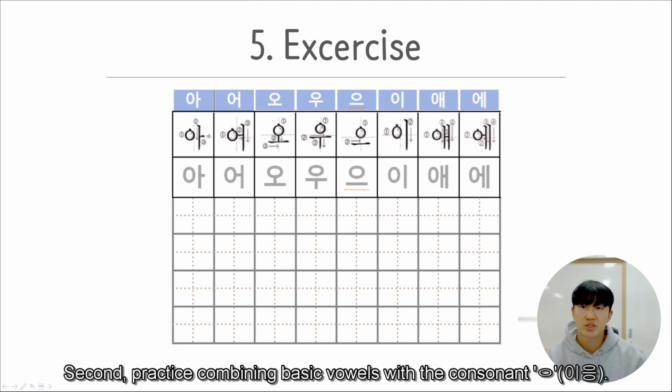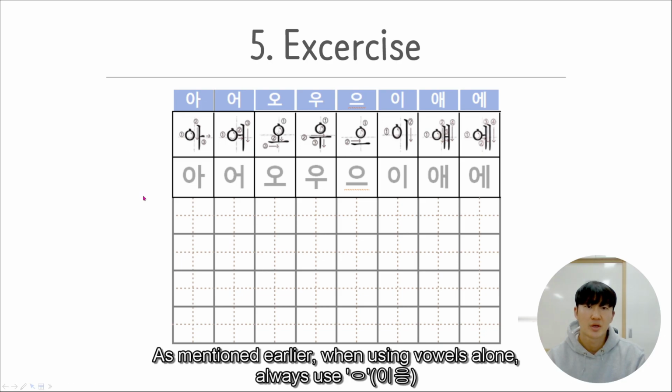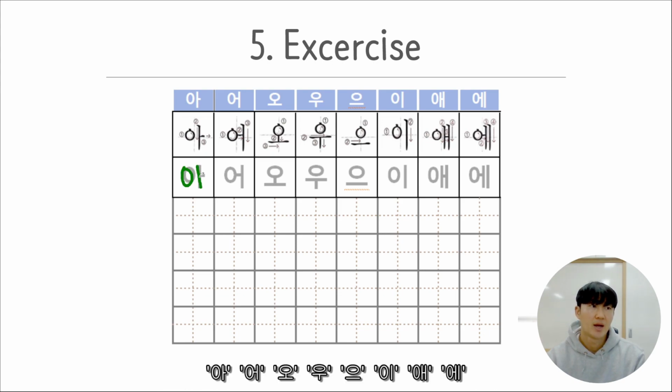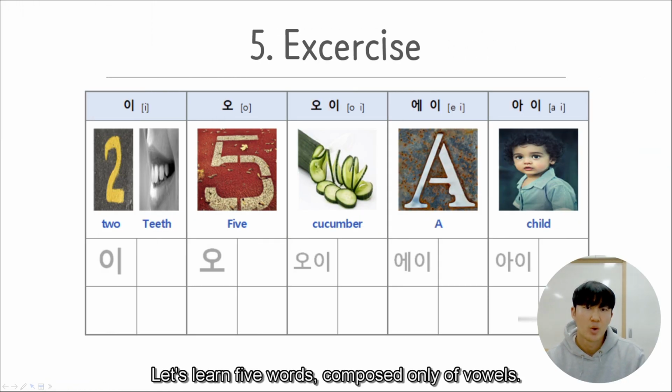Second, practice combining basic vowels with the consonant iung. As mentioned earlier, when using vowels alone, always use iung. Again, I'm gonna speak and write, and you can pause the video. Fill in all the blanks. A, o, u, i, e.